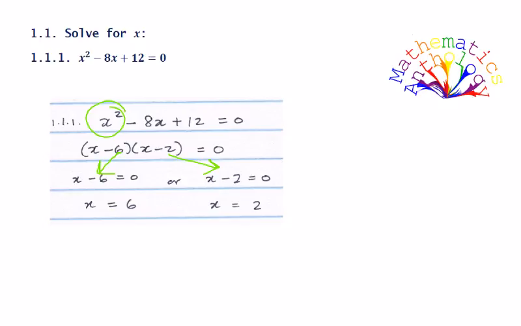method to solve this. I used the cross method here, and my factors ended up being x minus 6 into x minus 2 equals 0. I then took each bracket, made it equal to 0, and I solved for x. So x minus 6 equals 0, x equals 6, or x minus 2 equals 0, x equals 2.